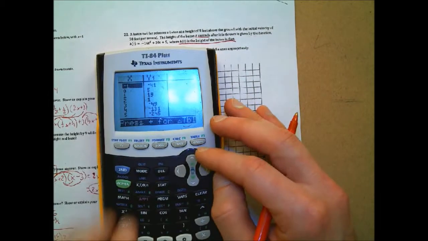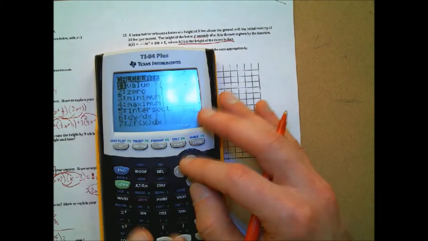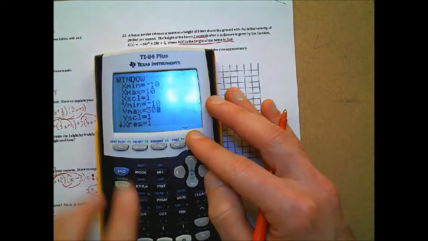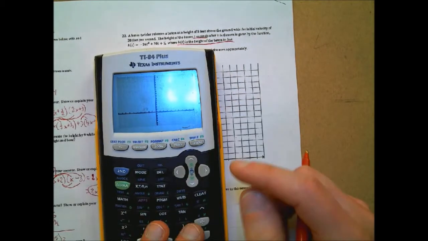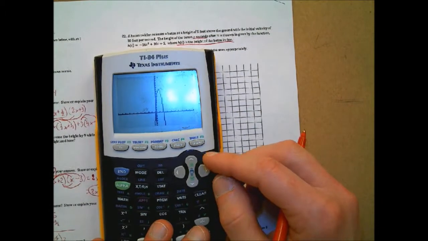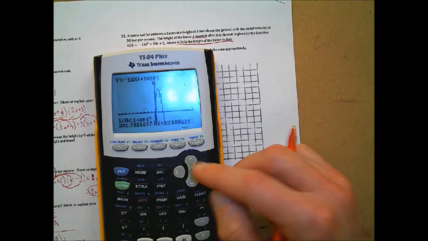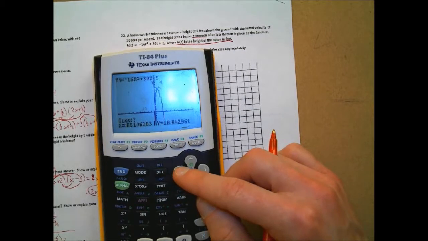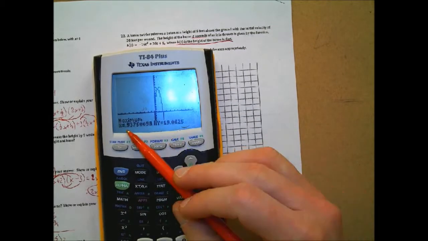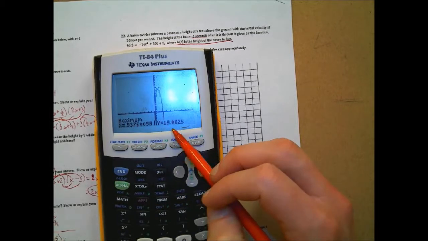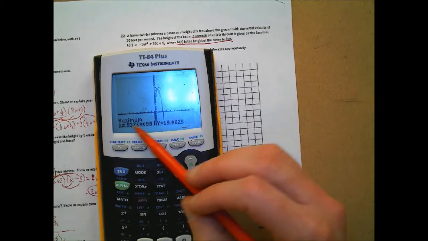Okay. Let me make my window go up a little bit more, just so it's not so high up. I'll do the maximum command again. Left bound, right bound, guess. All right. We're going to have to approximate this here, because there's no way I'm going to expect you to graph this very precisely. That's just too much.